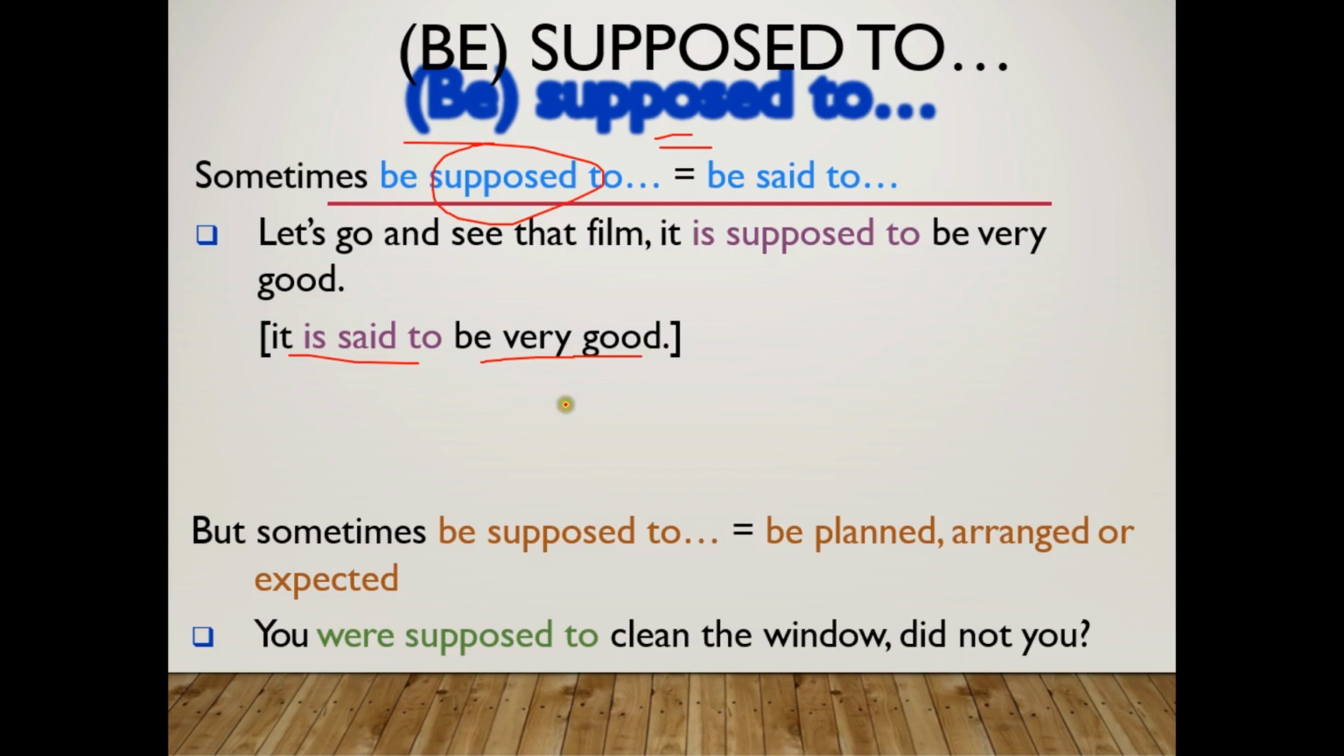Okay, but sometimes suppose is the same as be planned, arranged, or expected. You were supposed to clean the window, didn't you? You can change it: you were arranged to clean the window, didn't you? Okay.